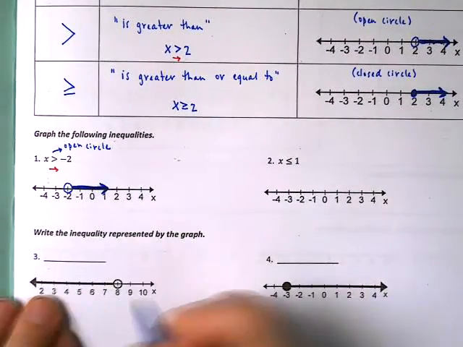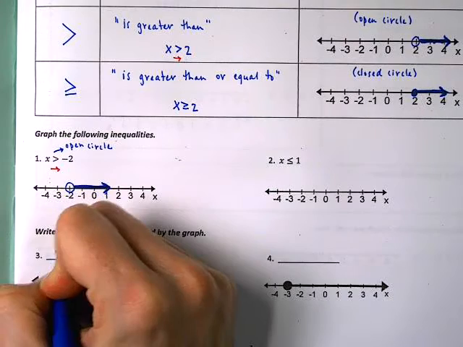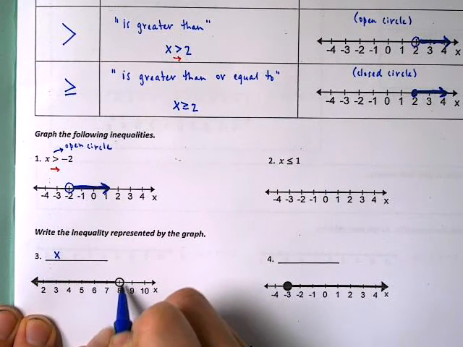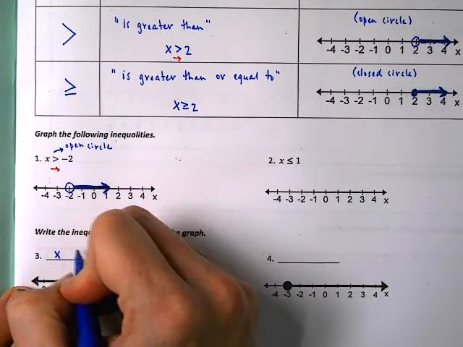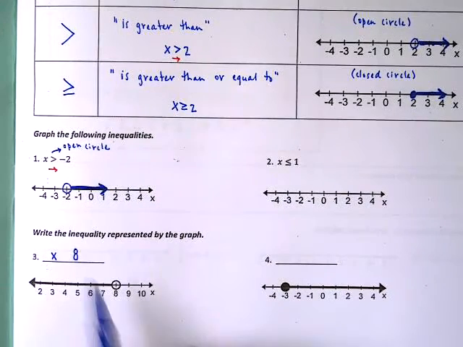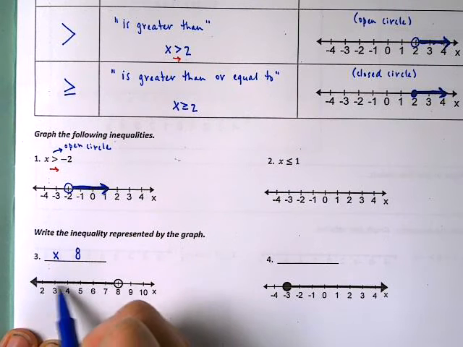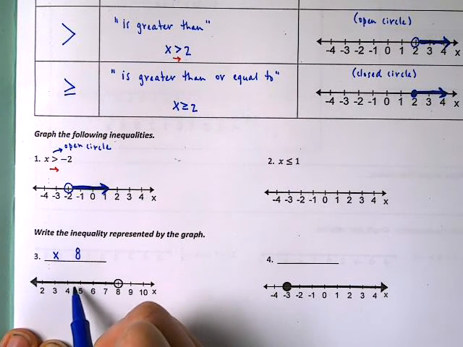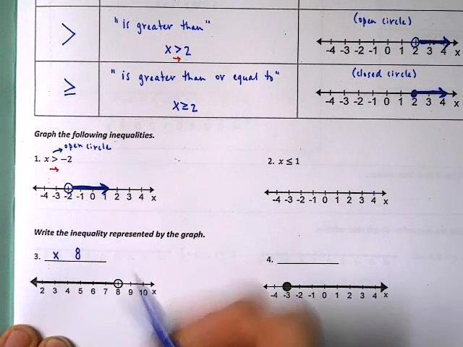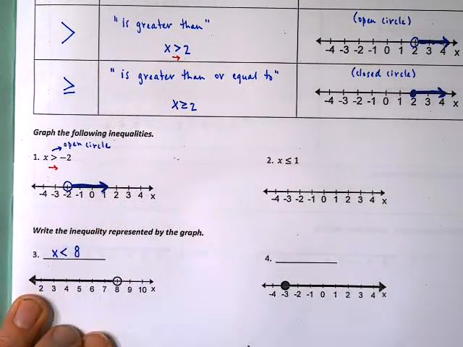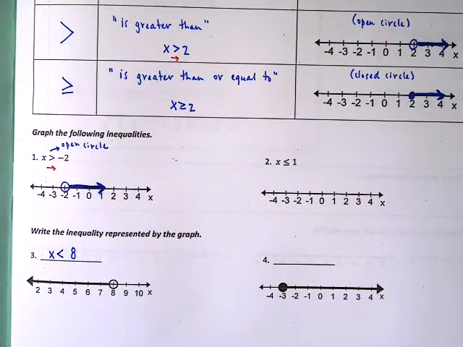So now, I know I'm going to have my variable, and I know my important point here, or value, is 8. So now I look at where I'm shaded. Since I'm shading to the left, I know those are all the numbers that are less than 8. So I'm going to put in my less than symbol, and that's my inequality. All right, so that's the basics on graphing inequalities.